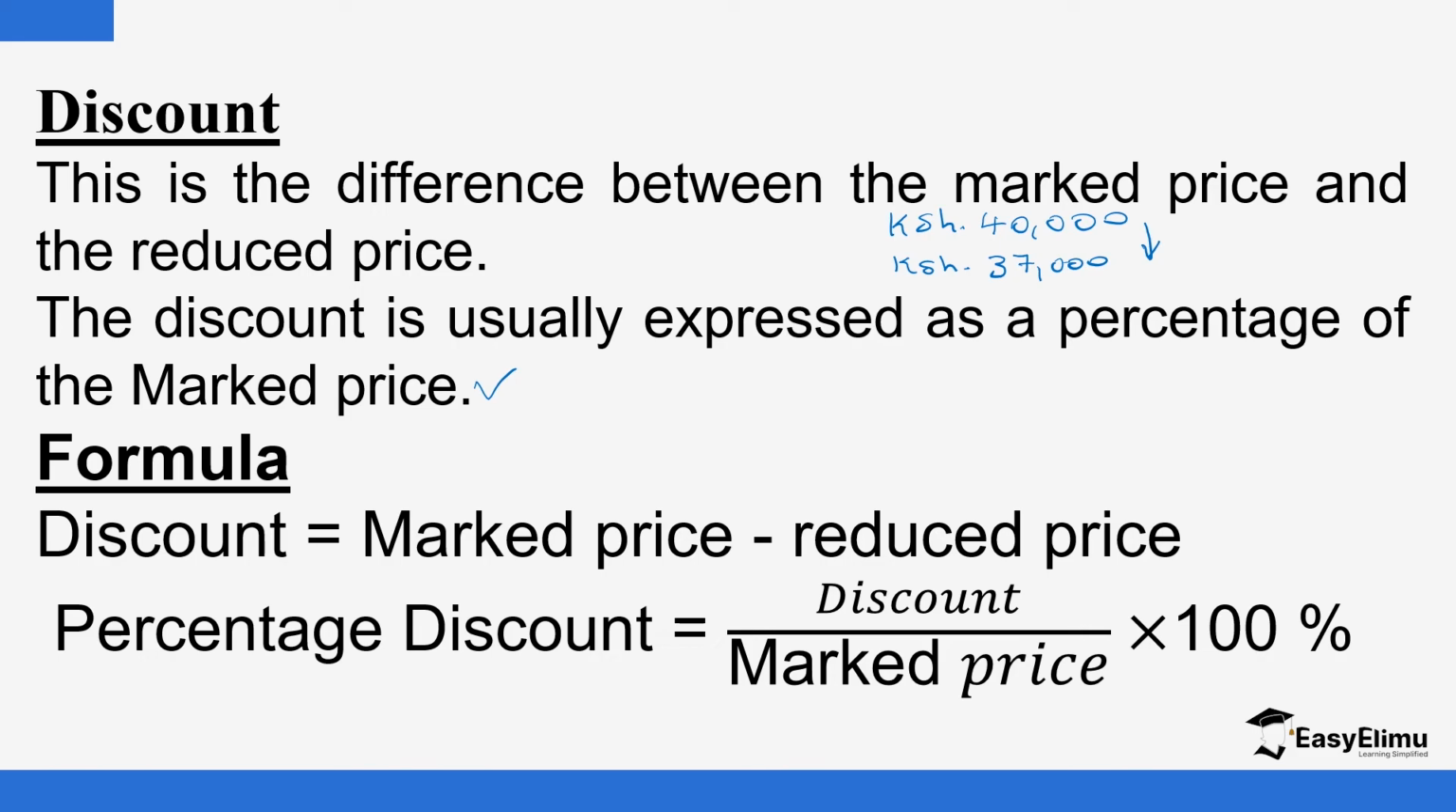So discount is given by the formula marked price minus the reduced price. And I've talked about the reduced price. The reduction in price is done basically to motivate the customer to come back or to encourage more customers to come for the item, to improve on the sales, to make sure that this particular item can sell more. So when the discount is expressed as a percentage of the marked price, that is called percentage discount. So the formula is: discount over the marked price times 100.